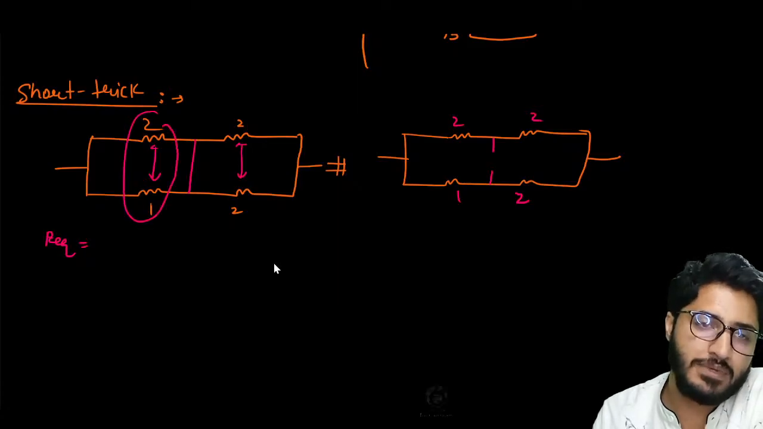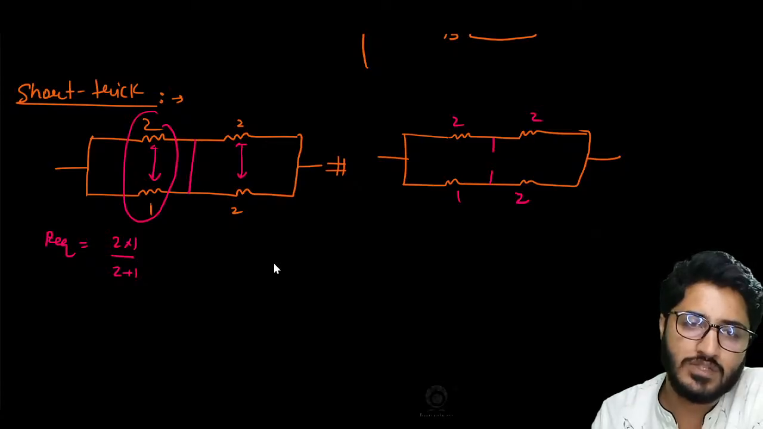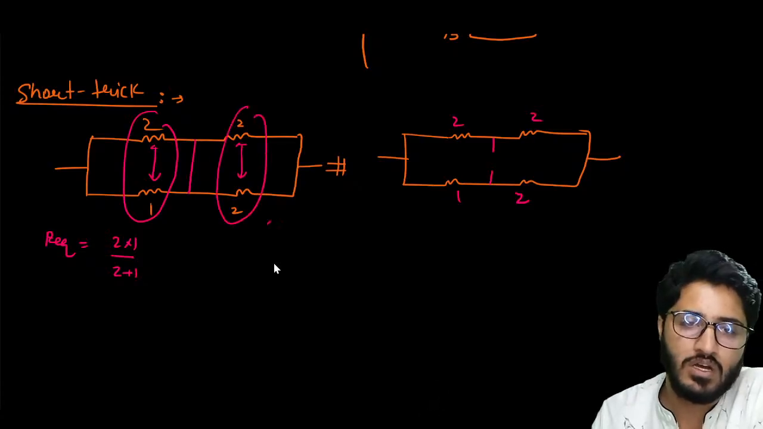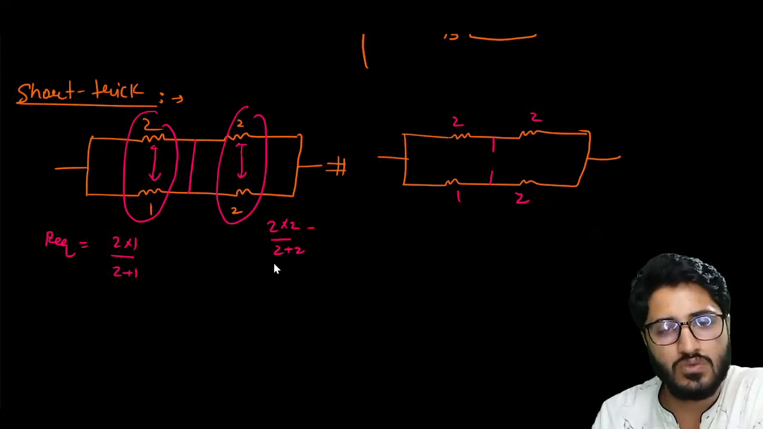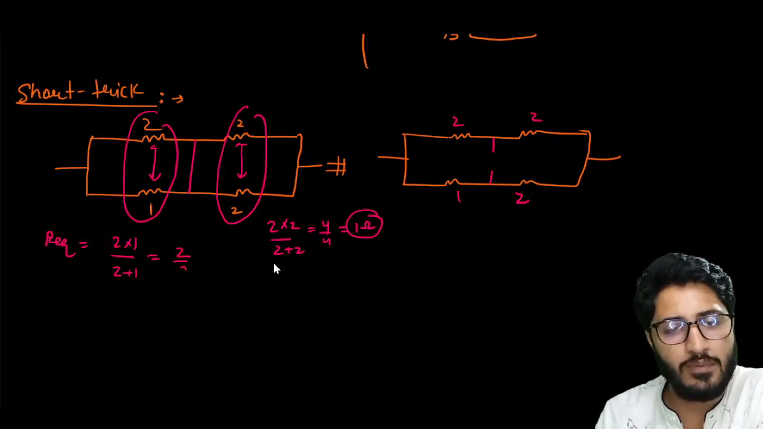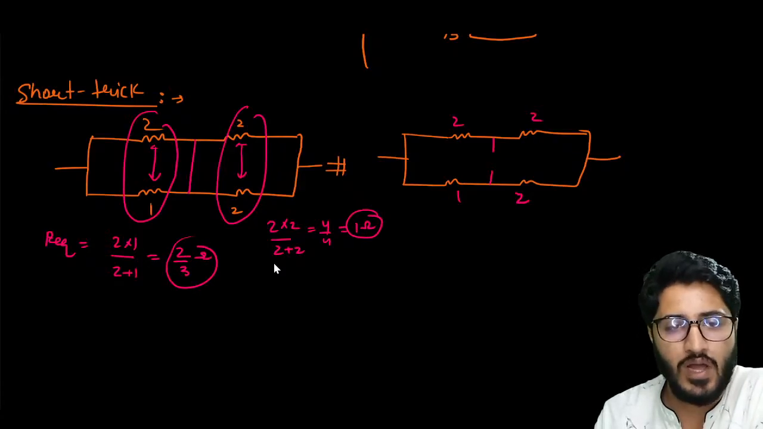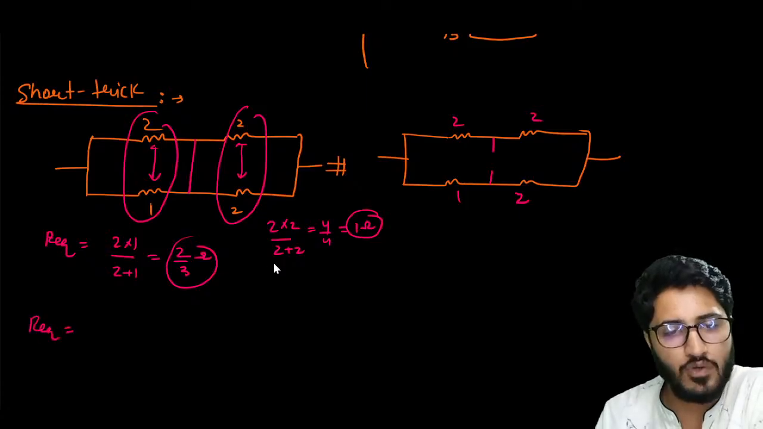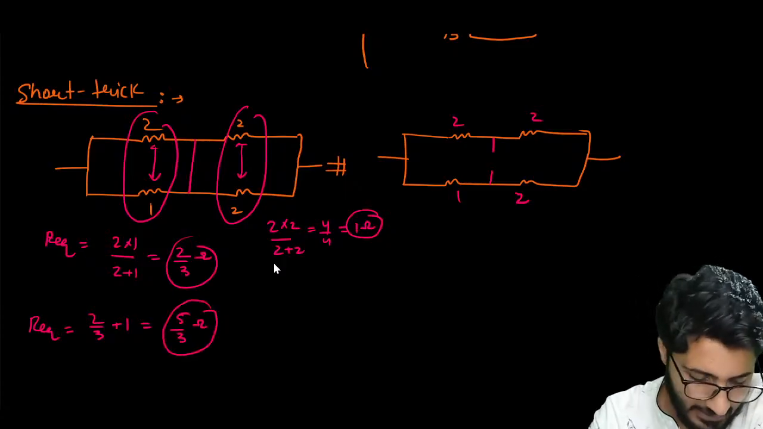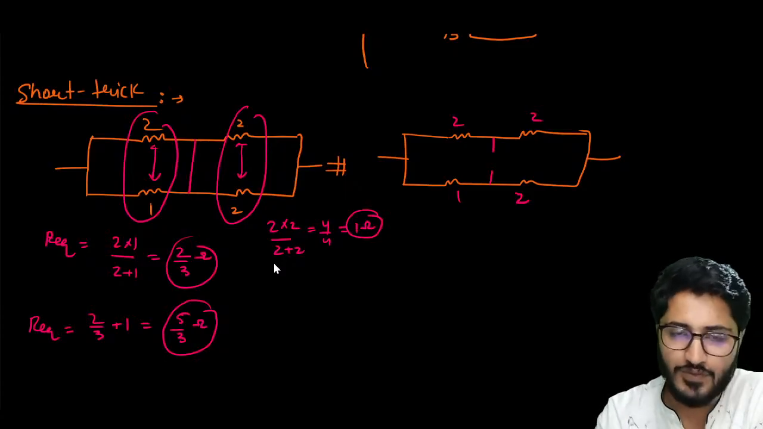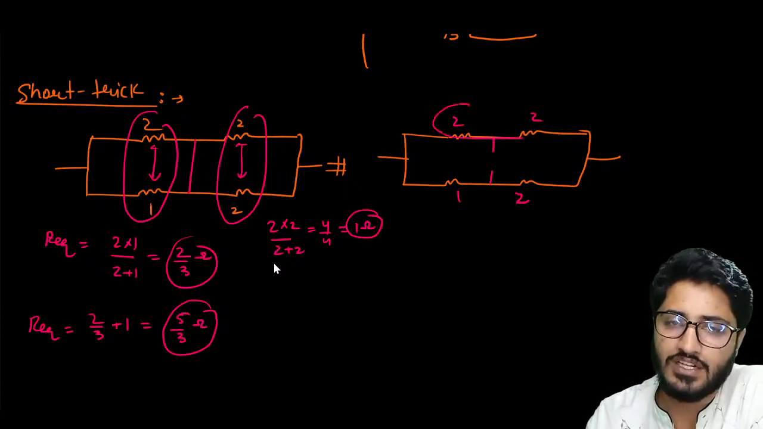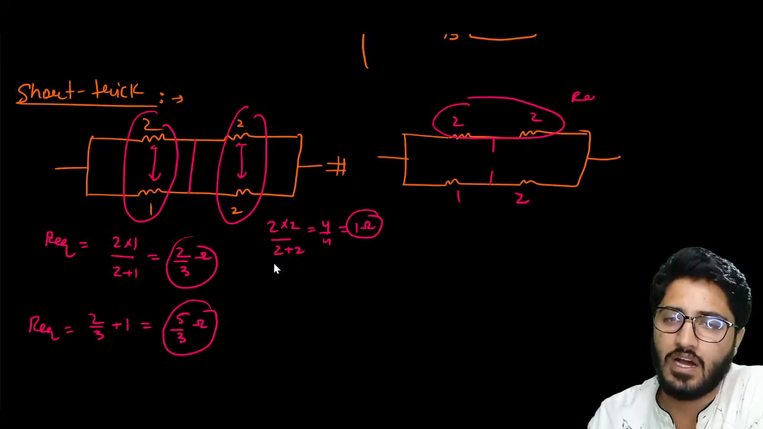Sir, it will be 2 into 1 divided by 2 plus 1. And this one R equivalent will be 2 into 2 divided by 2 plus 2. That is 4 by 4. It is 1 ohm only. And it is how much? 2 divided by 3 ohm only. Now I need to add both. So R equivalent came out to be 2 by 3 plus 1. It will be 5 by 3 ohm only, right?